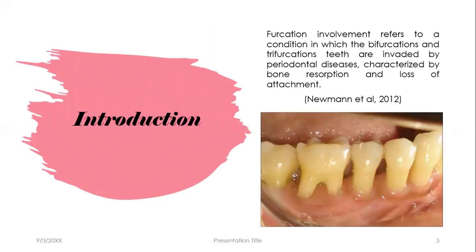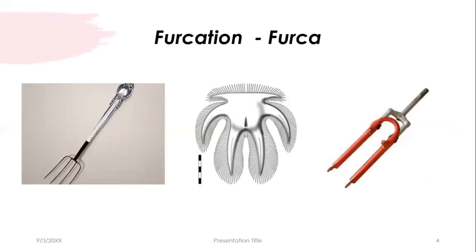The definition of furcation involvement is a condition in which the bifurcations and trifurcations of teeth are invaded by periodontal diseases, characterized by bone resorption and loss of attachment. So, what is the exact meaning of the term furcation? It comes from furca, a Latin word meaning several projections coming from one structure or one stream, as I illustrated in these pictures.